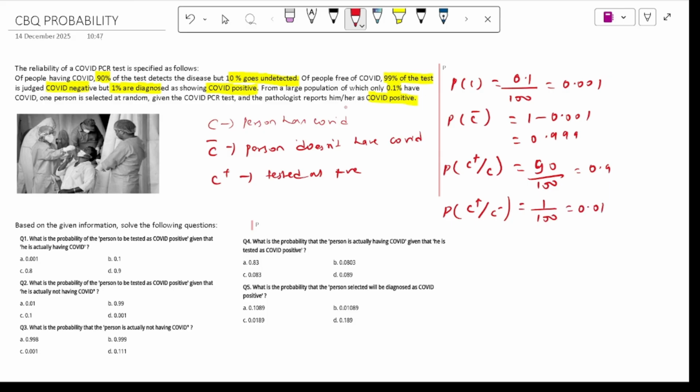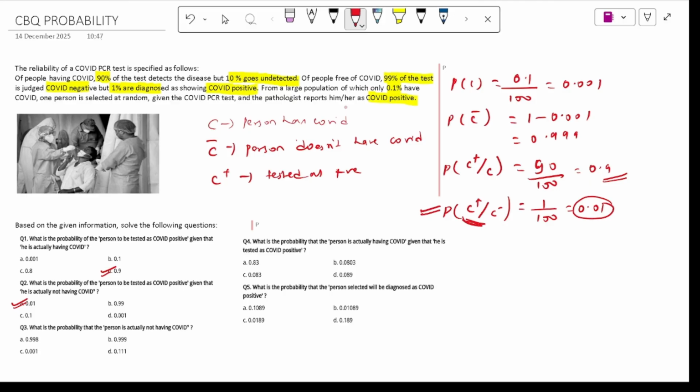Now the first question is, what is the probability of the person testing COVID positive given that he is actually having COVID? This question properly fits this condition, so the answer will be 0.9. The second question is, what is the probability of the person testing COVID positive given that he is actually not having COVID? Another conditional question, and this is the proper probability, so the answer is 0.01. We will mark option A as the correct answer.